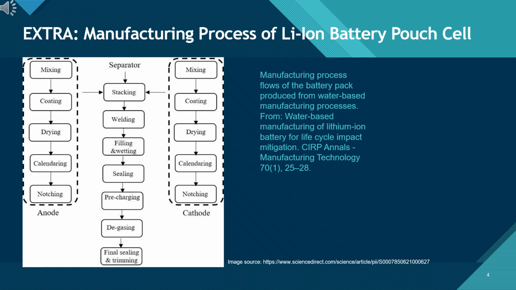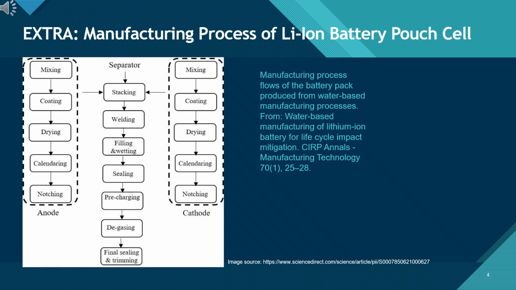This diagram, taken from the CIRP Annals on the water-based manufacturing of lithium-ion batteries, illustrates the process flow in a clear, step-by-step manner. On the left, we see the anode production steps, starting from mixing, coating, drying, calendaring, and notching. On the right, the same sequence is followed for the cathode. Both electrodes are then brought together with a separator in the central flow.